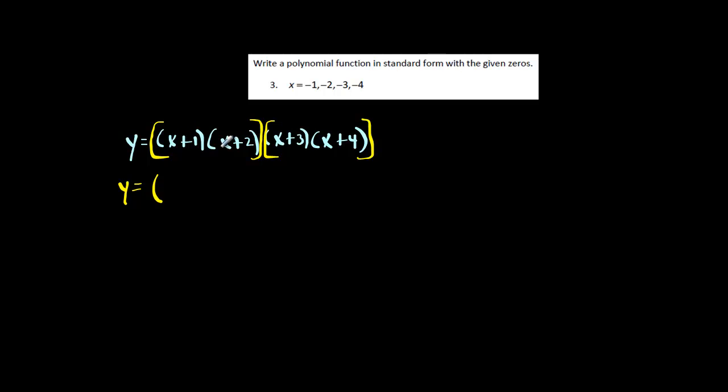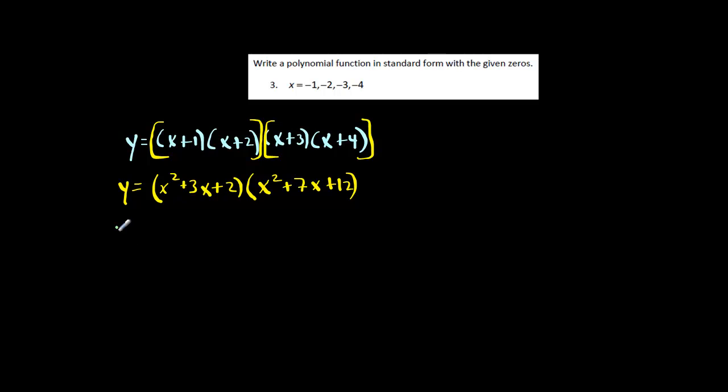These two together is going to be x squared plus 2x plus 1x, so that's going to be plus 3x. And then 1 times 2 is 2. This one's going to be x squared plus 4x plus 3x is going to be plus 7x and then plus 12.